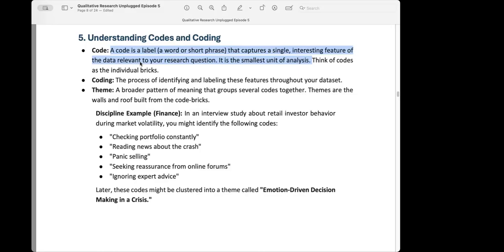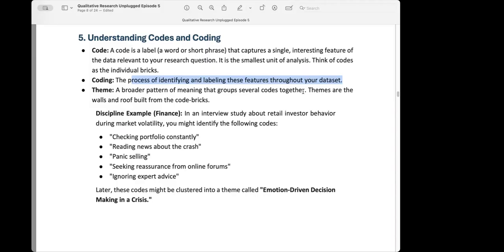Okay. Then what's coding? Coding is the active process itself. It's the act of identifying these interesting or relevant features within your data and systematically labeling them, applying those codes, throughout your entire data set. You're actively breaking down the text, often line by line or segment by segment, and assigning these conceptual tags consistently wherever they appear. It's the action of identifying and placing those individual tiles onto your base. Okay, code is the label. Coding is the process of applying the labels.